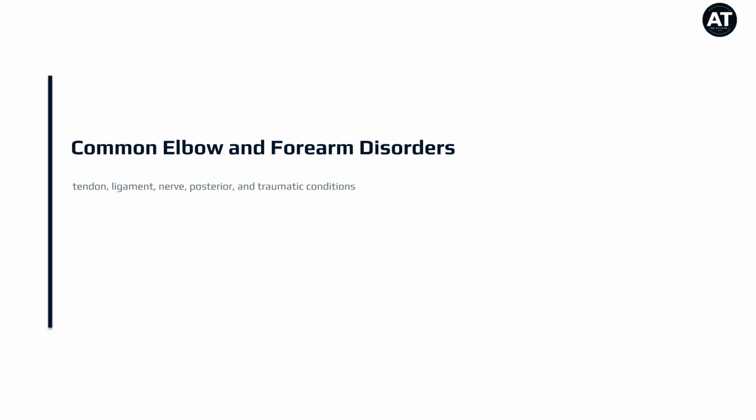Now we will move into common elbow and forearm disorders. Separate the patterns as tendon, ligament, nerve, posterior swelling, or traumatic bony injury. Tendon problems usually follow repetitive loading and reproduce with resisted muscle action. Ligament problems often involve valgus stress, especially in throwing athletes. Nerve problems bring numbness, tingling, or hand weakness and change the urgency.